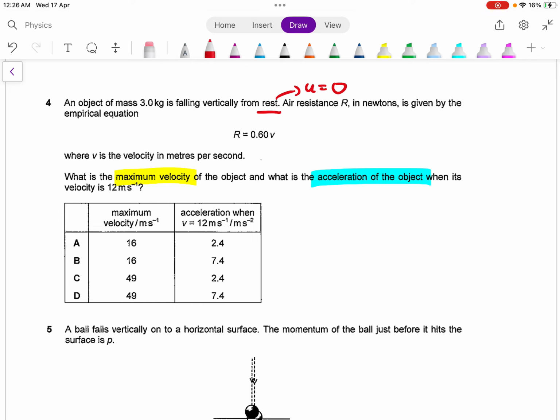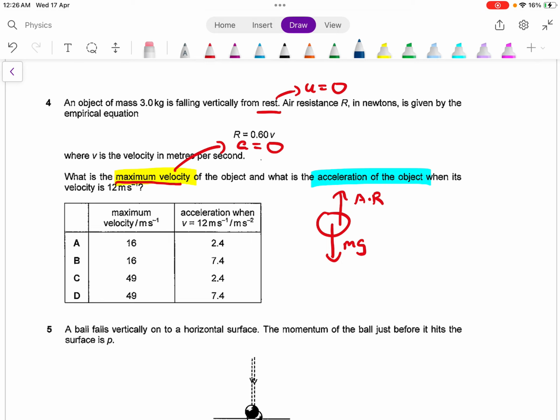First thing, the maximum velocity just means terminal velocity, which is as good as saying a equals 0. A will be equal to 0 when your weight is equal to the air resistance, so that is when there's no resultant force. If there's no resultant force, there shouldn't be any acceleration, which means you have attained your maximum velocity already. So let's determine the maximum velocity.